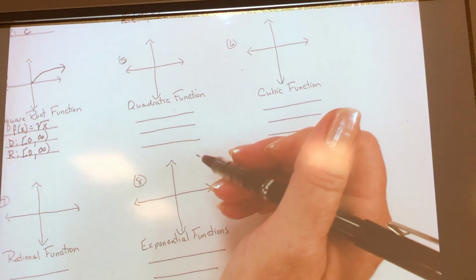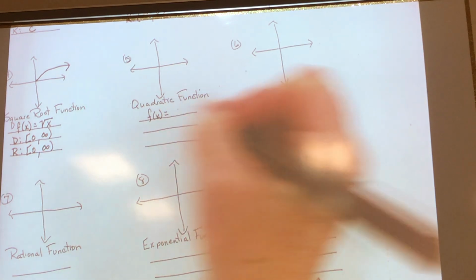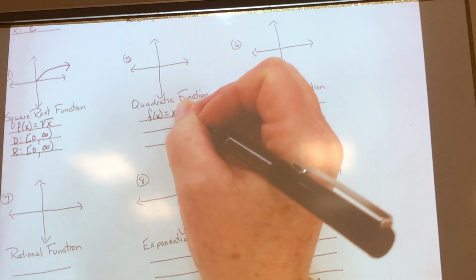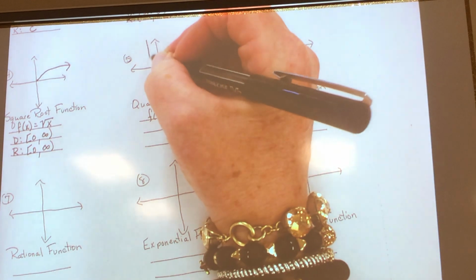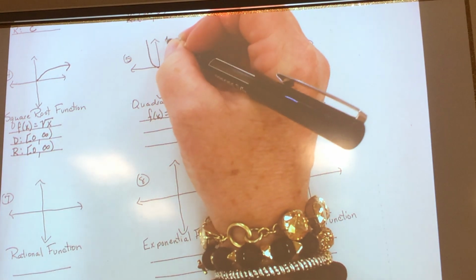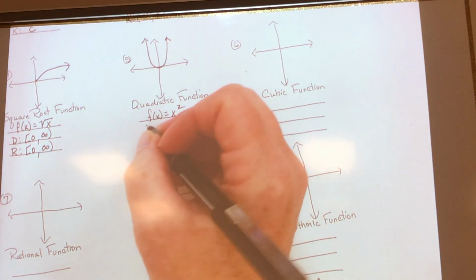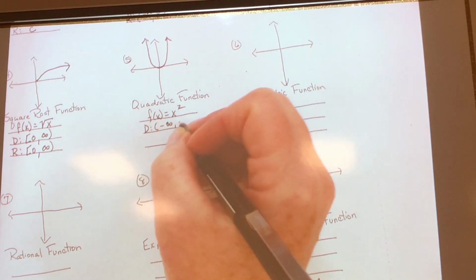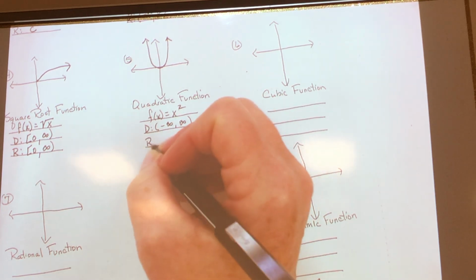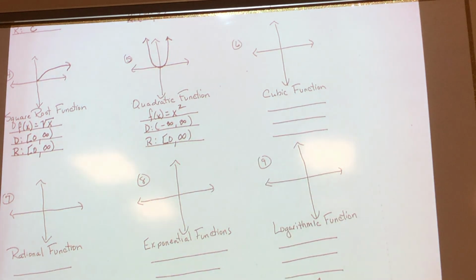Anybody got a question? Quadratic function, f of x is equal to? X squared. Very good. Okay, what's it look like? Parabola. Alright, this vertex is the origin. What's his domain? Negative infinity to positive infinity. What's his range? 0 inclusive to positive infinity. Perfect.